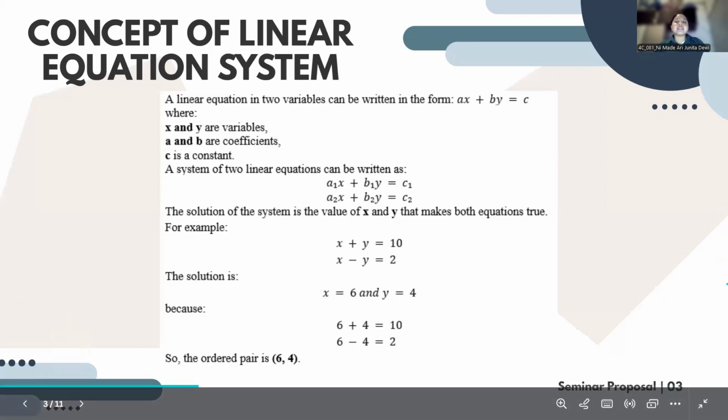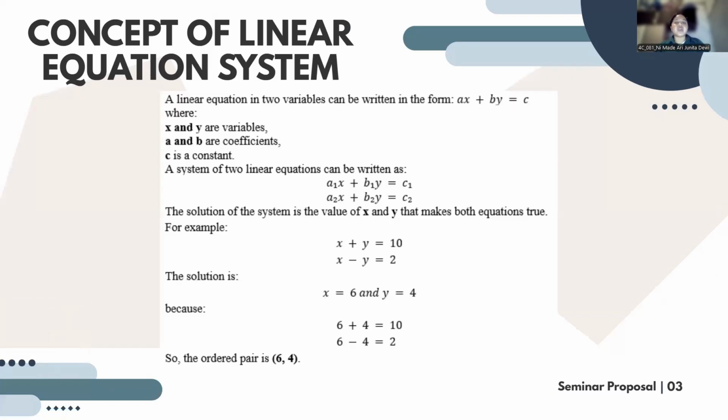Now, let us discuss the basic concept of this material. A linear equation in two variables can be written in the form ax + by = c. In this form, x and y are variables, the letters a and b are coefficients, and c is a constant.